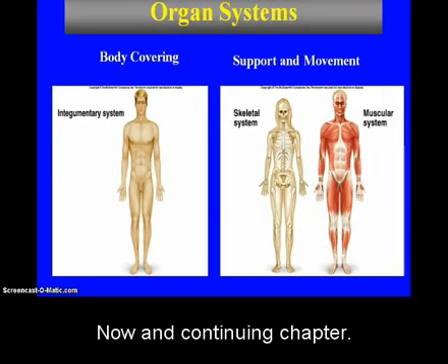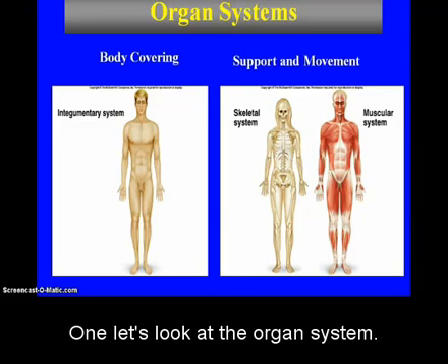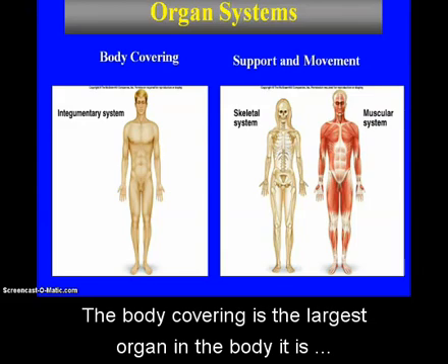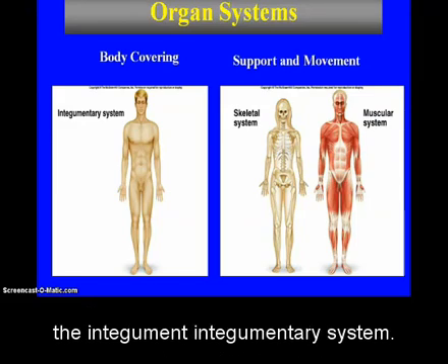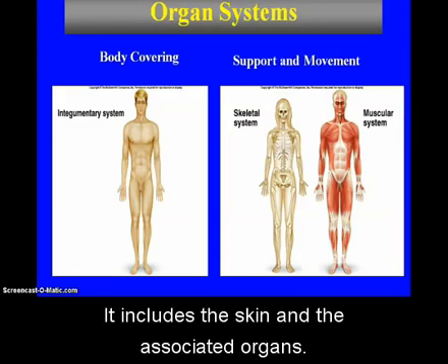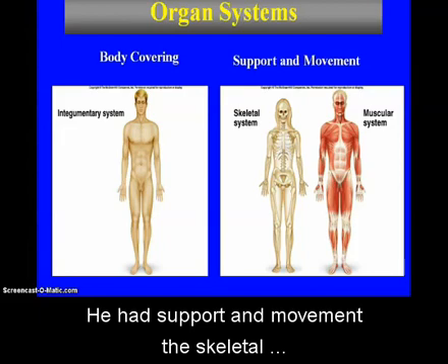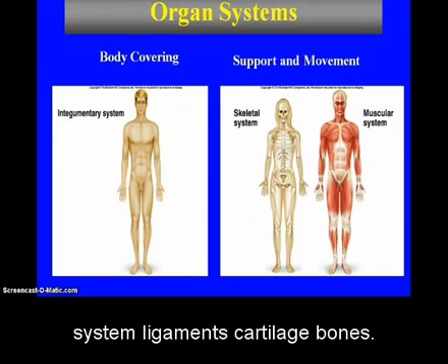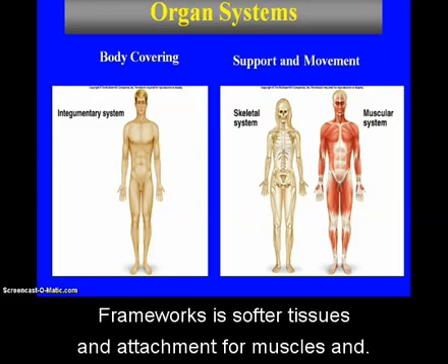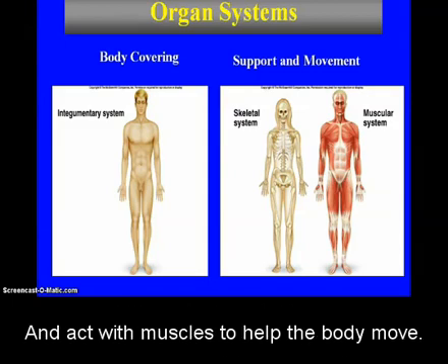Now in continuing Chapter 1, let's look at the organ systems. The body covering is the largest organ in the body. It is the integumentary system. It includes the skin and the associated organs. Then you have support and movement, the skeletal system, ligaments, cartilage, bones. These all help act as protective shields and frameworks, the softer tissues and attachments for muscles, and act with muscles to help the body move.